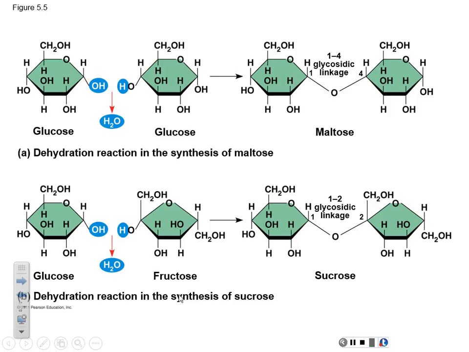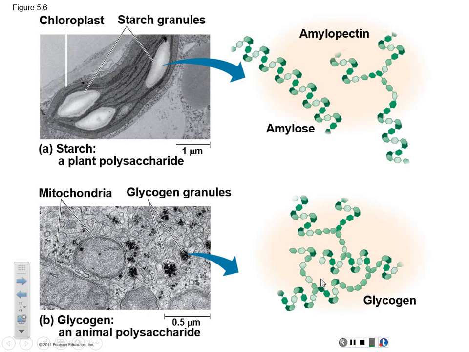Here's another way that you could link together two monomers. Here we've got glucose and fructose that we're going to link together through a dehydration reaction, making a glycosidic linkage that now gives us a different disaccharide called sucrose. So it doesn't always have to be glucose to glucose. You can do glucose to fructose, and you can make other sugars.